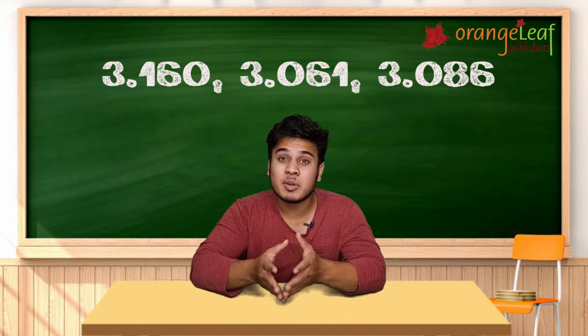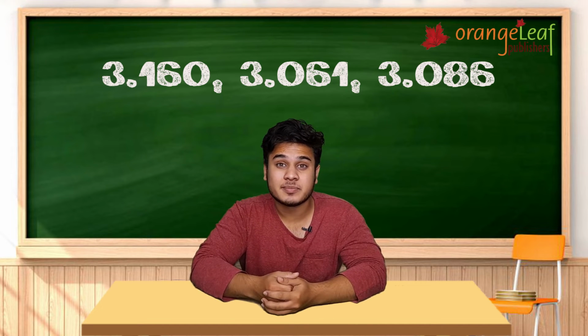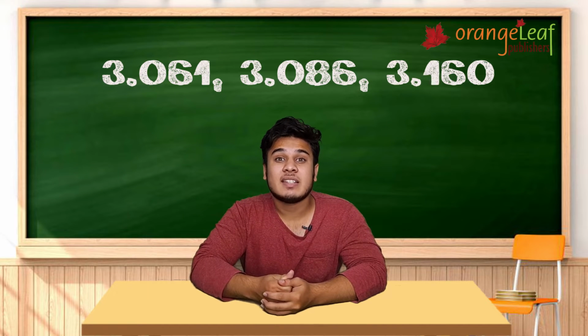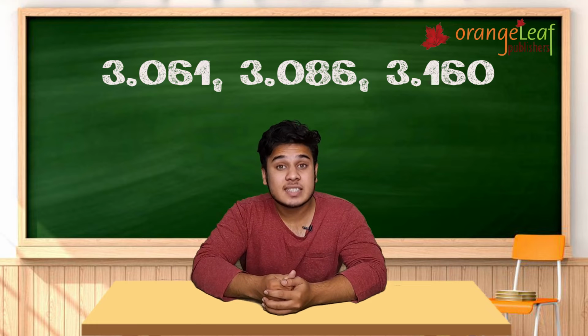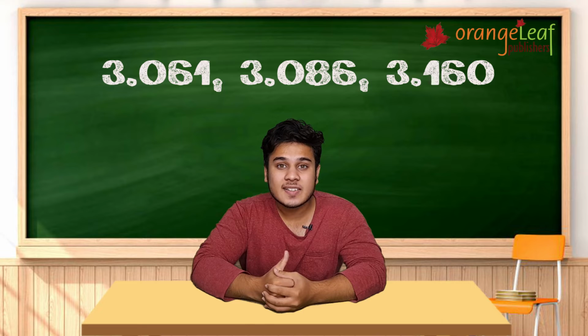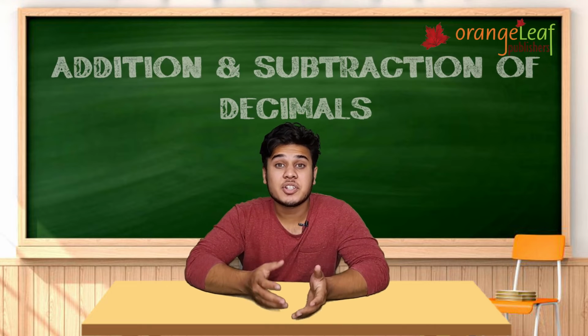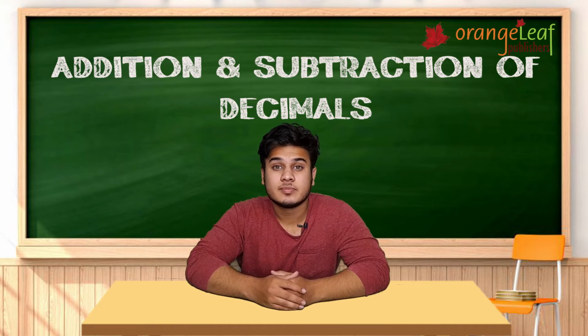Since the whole number part of the numbers is the same, we move to the tenths part. We see that 3.061 is the least number. Then comes 3.086 and finally 3.160.